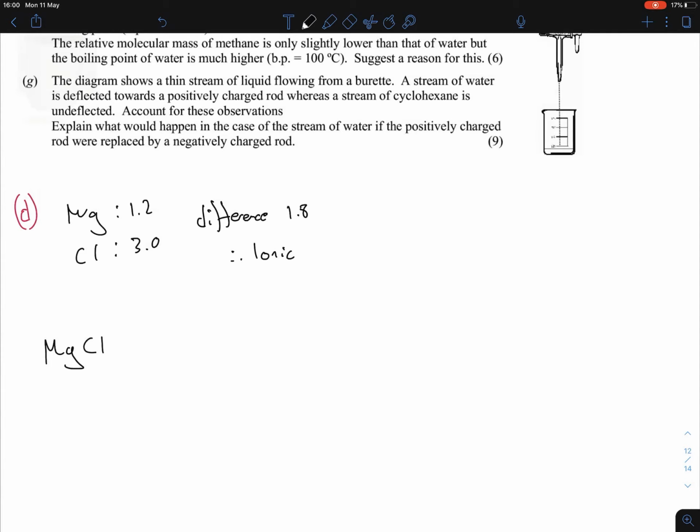So metals always want to lose electrons. Magnesium wants to lose 2 electrons to be stable. Chlorine wants to gain 1 electron. So therefore, there must be 2 chlorines present. Magnesium loses 2 electrons, and a single chlorine will take 1, and another chlorine will take 1.